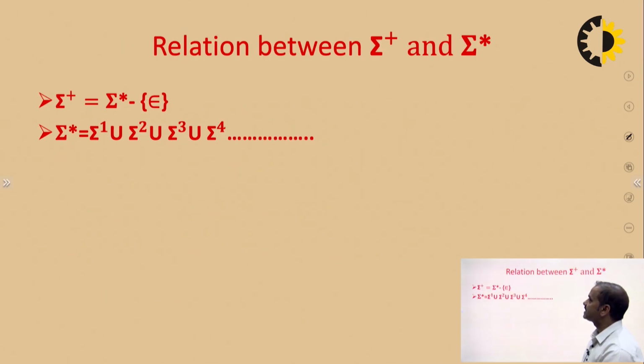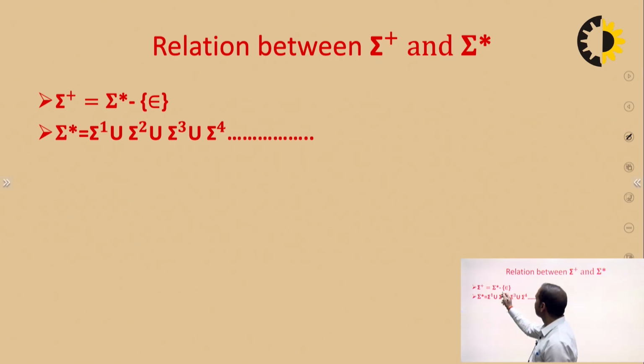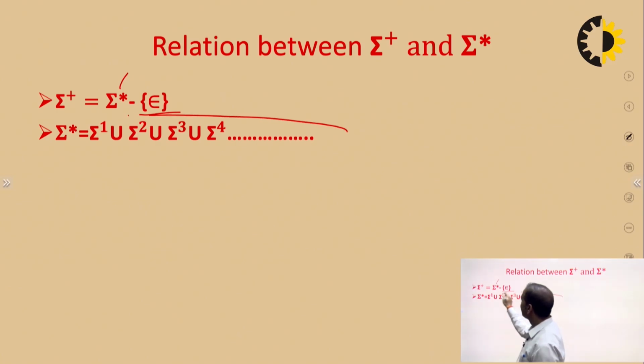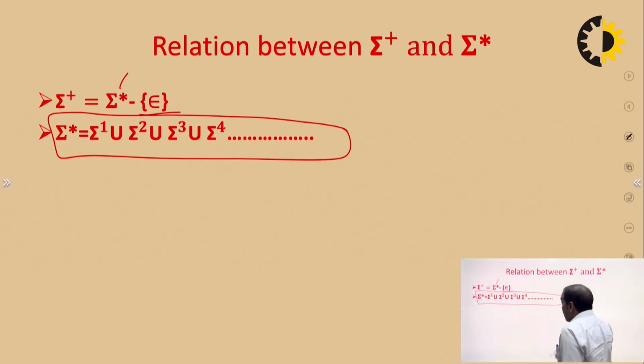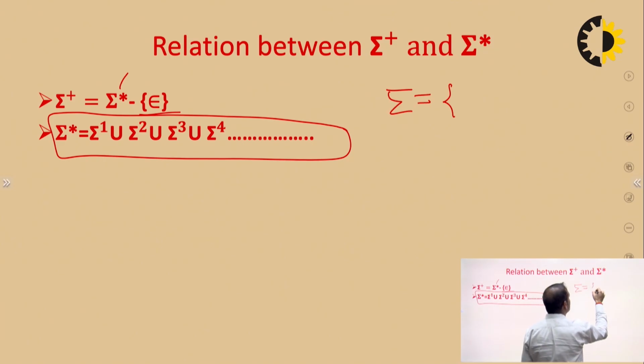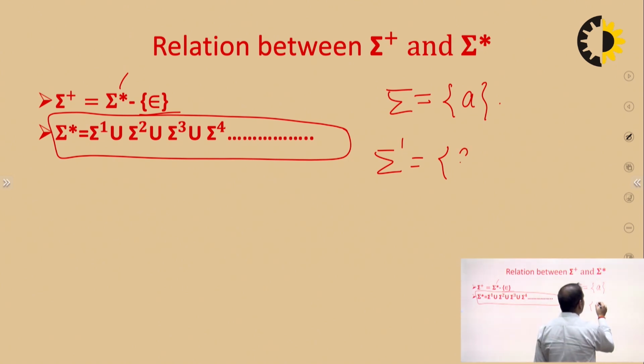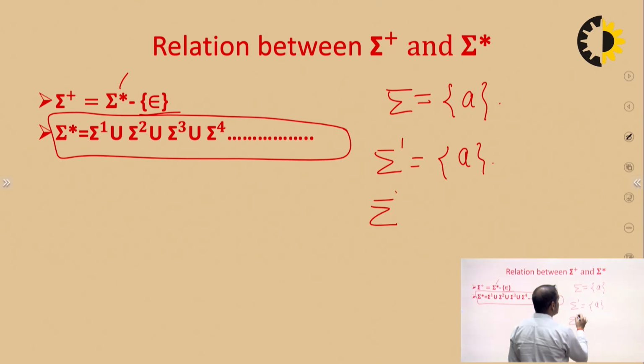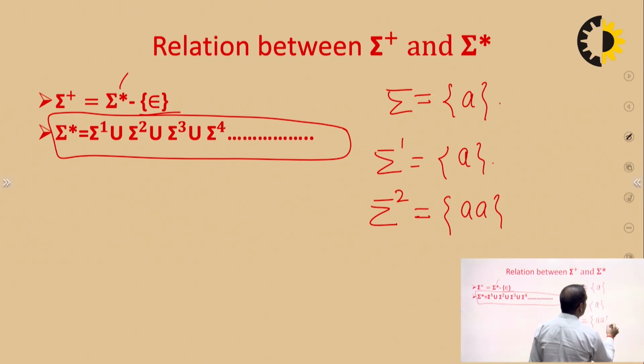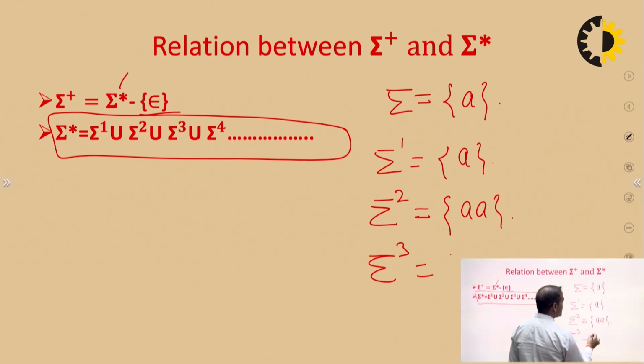This is the relation between sigma plus and sigma star. Whenever we have to remove null from sigma star, we give sigma plus. And this is the derivation of sigma star. How can we derive sigma star? If sigma equal to A, we want to write sigma 1. That means the set of strings of length 1, and that is only A. Now, sigma power 2, set of strings of length 2, that is only double A. Sigma 3, set of strings of length 3, that is triple A.